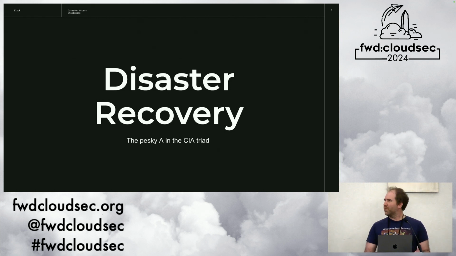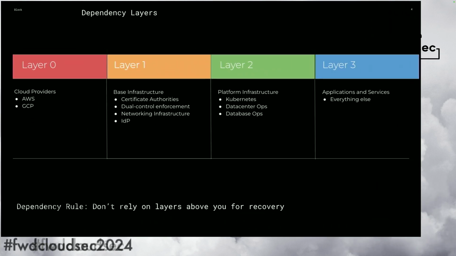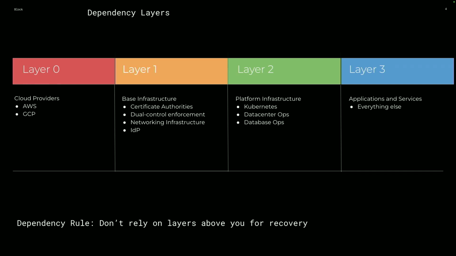That's where we came up with what we call the dependency layer model, which we follow. At the far left is layer 0, which is our cloud providers, right? AWS, GCP. And layer 1 is where we usually live, like we're building certificate authorities, our dual control enforcement and just-in-time access, networking infrastructure, and then our IDP. We put Okta there as well. And then you move into the application space, the platform infrastructure that actually starts Kubernetes and things like that, and then everything else that runs on top of it.